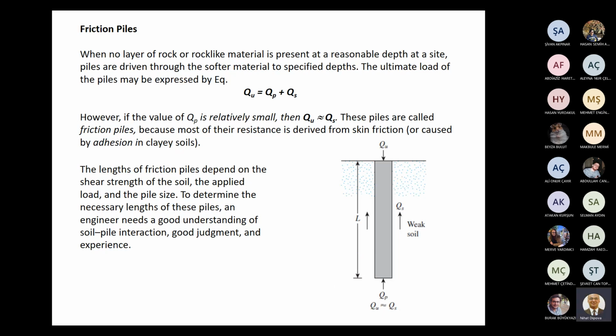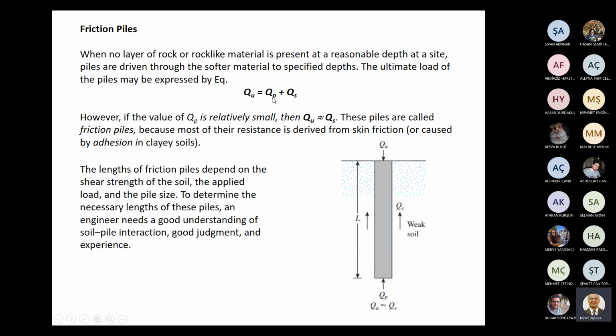When no layer of rock or rock-like material, hard stratum, is present at a reasonable depth at a site, piles are driven through the softer material. The ultimate load of these piles may be expressed again in general terms as Qu, of course, Qp plus Qs.